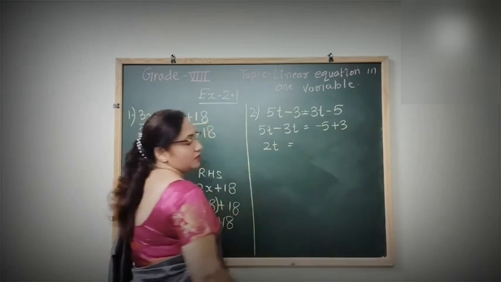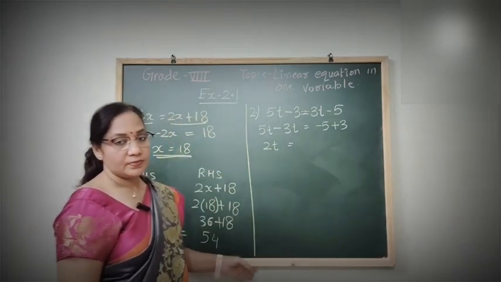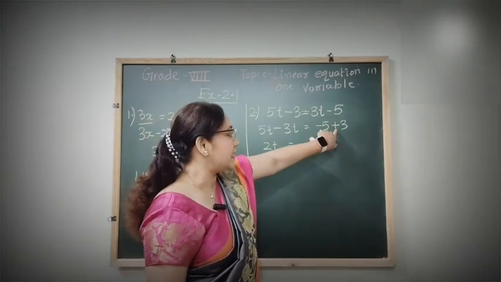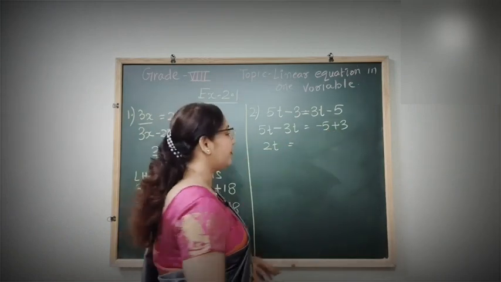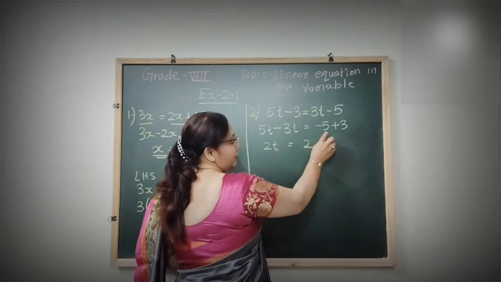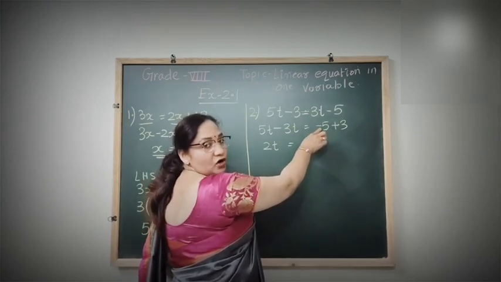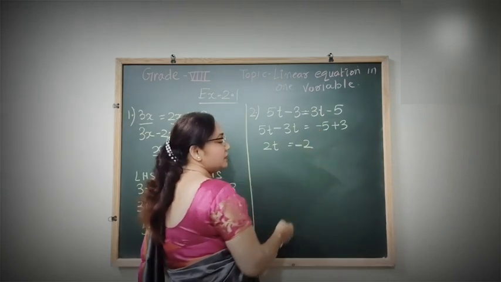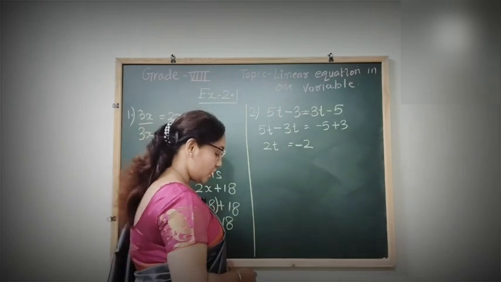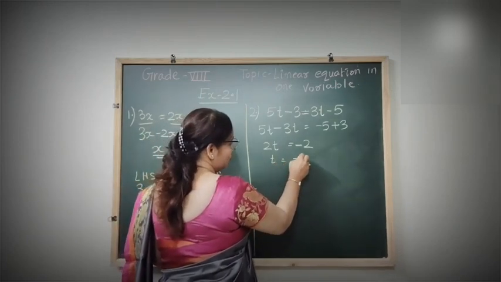Minus 5 plus 3, what will be the answer? As it is two opposite signs, we will subtract. What is 5 minus 3? 5 minus 3 is 2. And 5 being a greater number, having a negative sign, the answer will also carry the negative sign. Okay. So now the value of t is equal to minus 2.